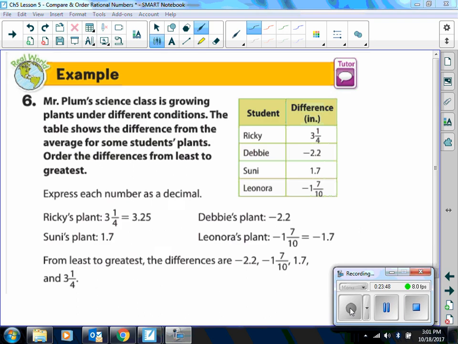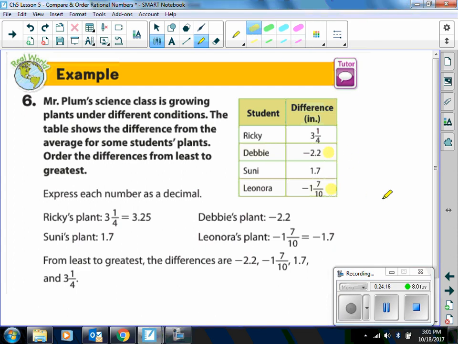So, example 6 says Mr. Plum's science class is growing plants under different conditions. The table shows the difference from the average for some students' plants. Order the differences from least to greatest. Okay, so if I'm going from least to greatest, and I have some positives and negatives, I'm going to compare the negatives first, right? So, the negatives are right here.